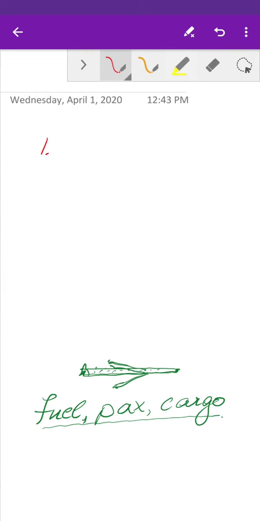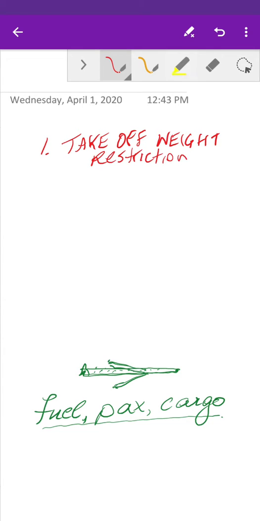So we look at the different restrictions we've got, and I'll put up here a takeoff weight restriction. So we've got to consider the aircraft taking off. As it's taking off, we need to avoid excessive loads on the undercarriage so that we don't have too much stress on the structure as it's taking off.